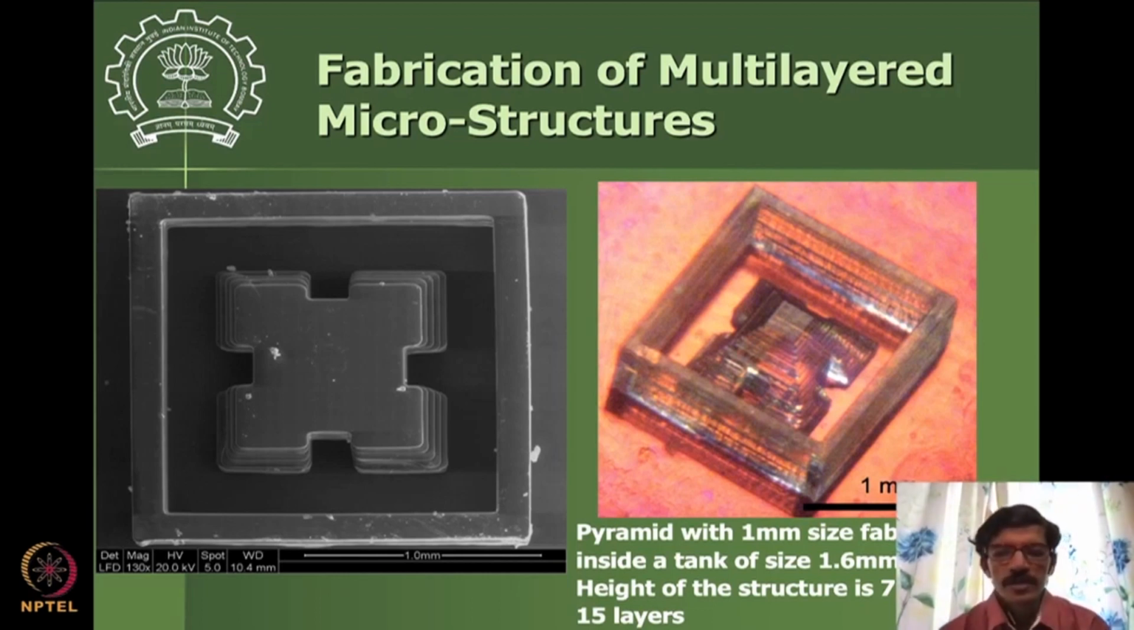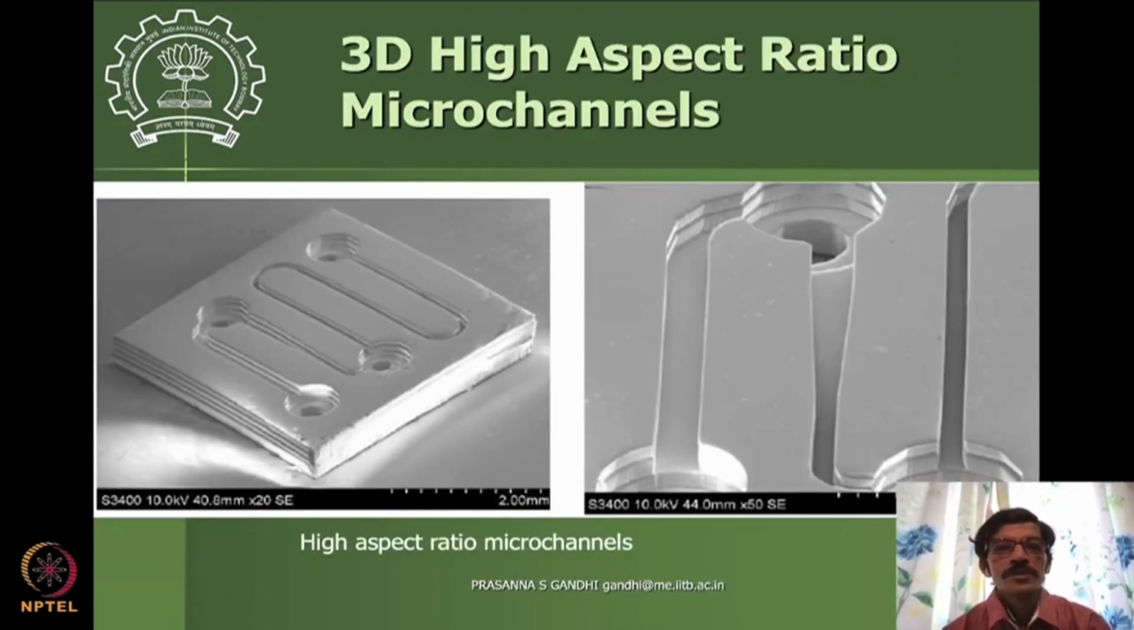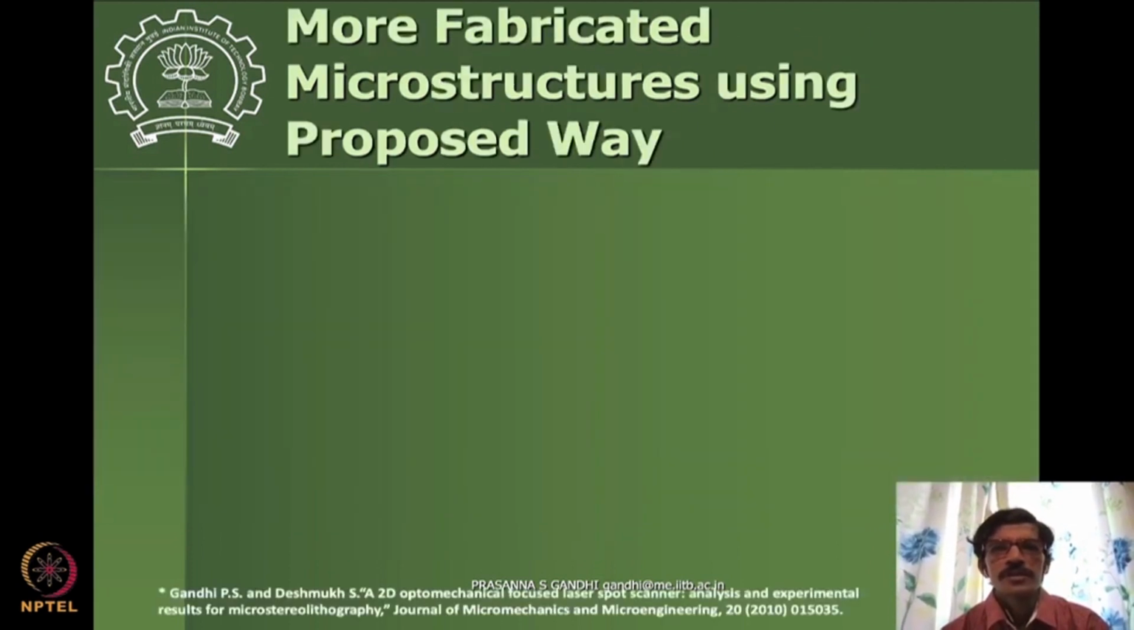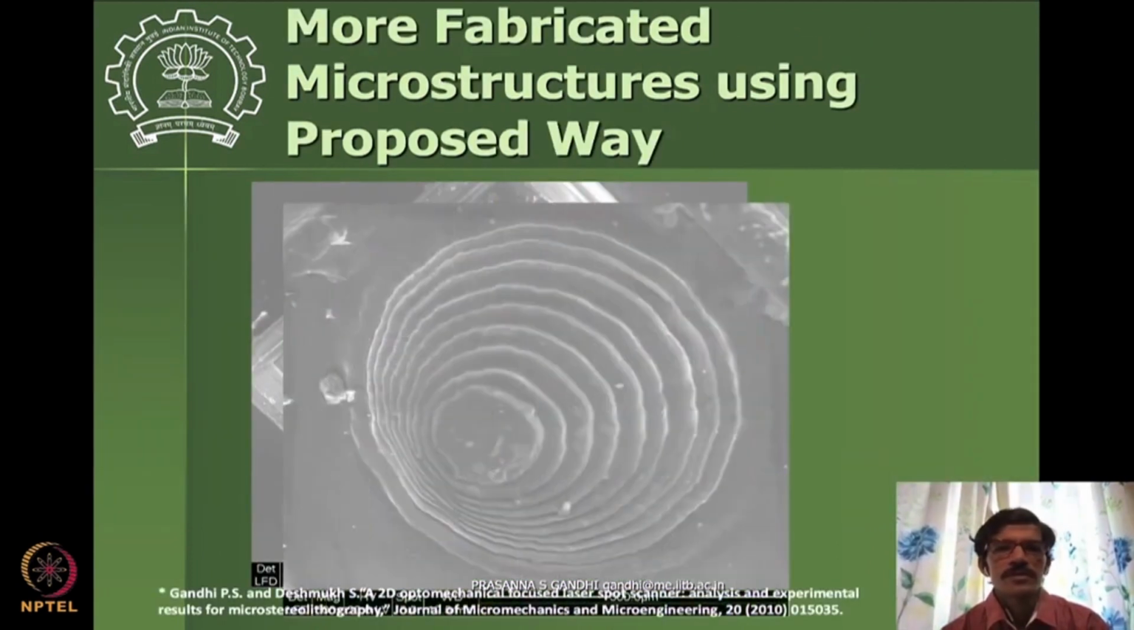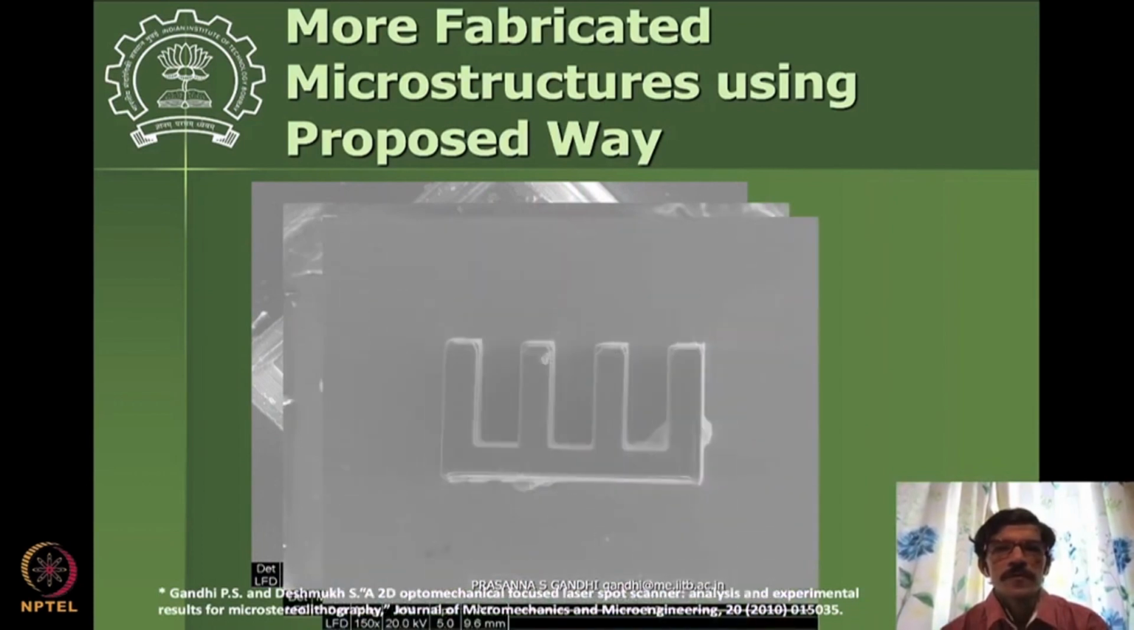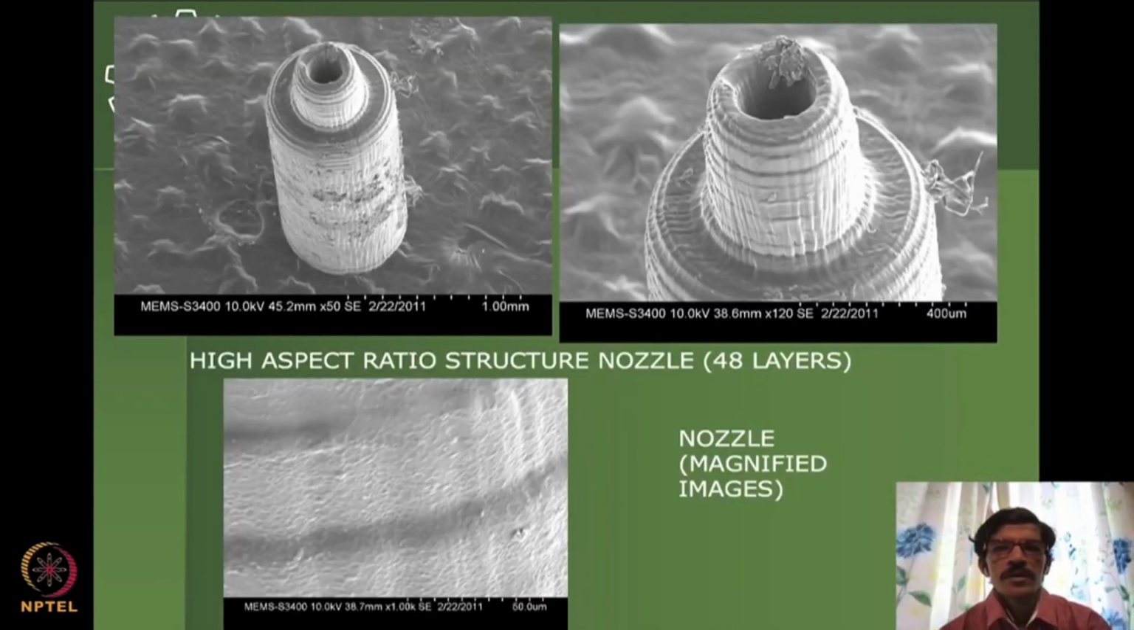These are different kinds of structures that are fabricated by this, and you can see these scanning electron microscope images of these structures, which show very good dimensional accuracy with respect to the accuracy that we wanted to have. Okay, so one can fabricate these high aspect ratio microchannels and many different kinds of structures. Okay, so I'm just displaying these structures to see.